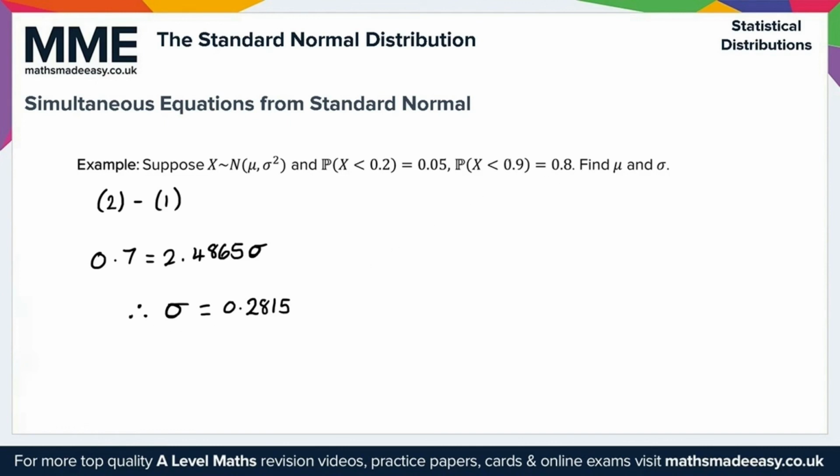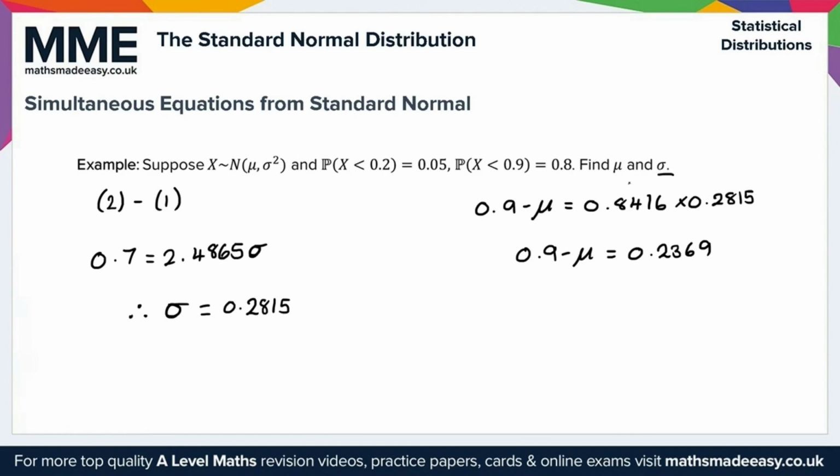So if we substitute this in, let's say we get 0.9 minus mu. That's going to be equal to 0.8416 times by sigma, which is 0.2815. So therefore 0.9 minus mu is equal to 0.2369. And remember, we just want to solve for mu here. We've already found sigma. We just need to find mu now. So therefore mu is equal to 0.6631. And that means we found mu as well.